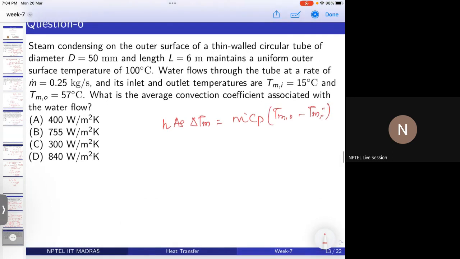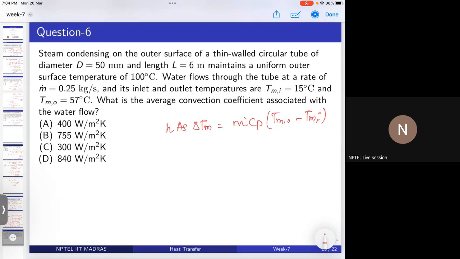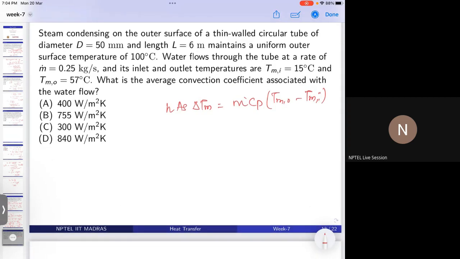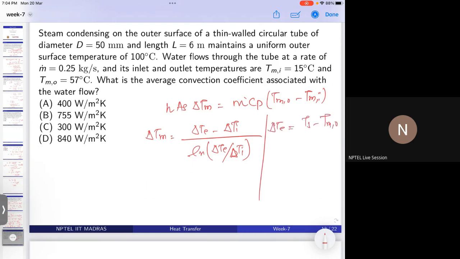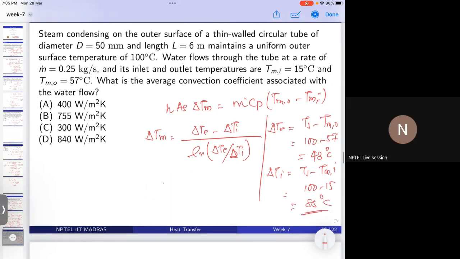Because it's steam condensing, it's a constant surface temperature condition. So we have to find the LMTD, which is equal to delta To minus delta Ti by ln of delta To by delta Ti. Now delta To is Ts minus TMO. The surface temperature is 100 minus 57, it is 43, right? Yes, sir. Delta Ti is Ts minus Tmi, which is 100 minus 15, so 85.